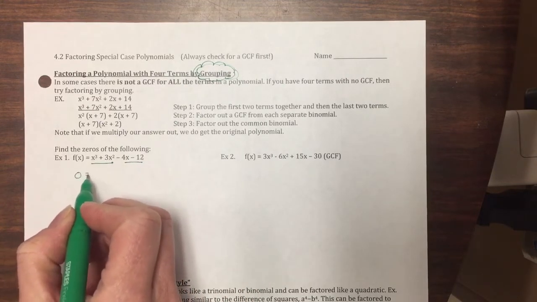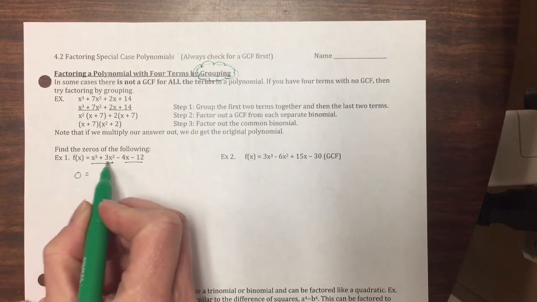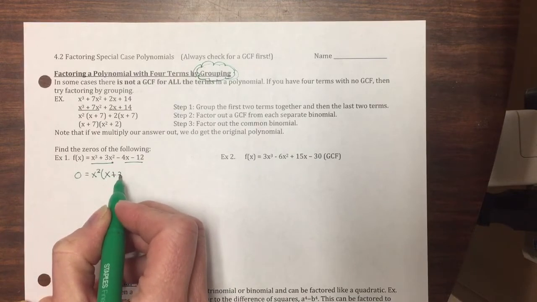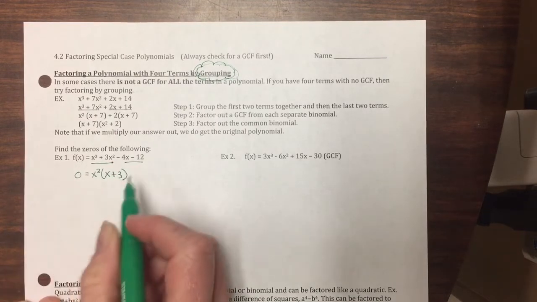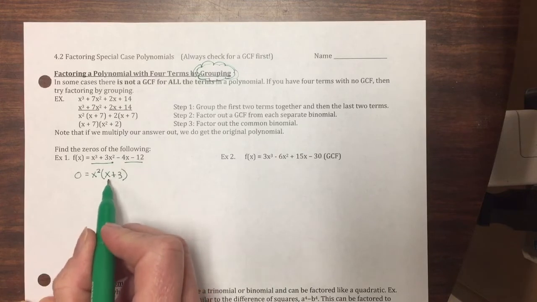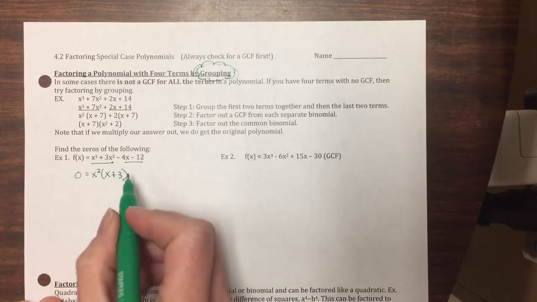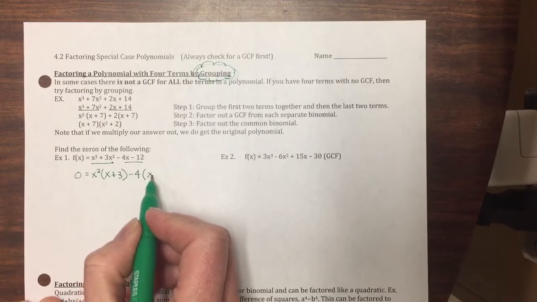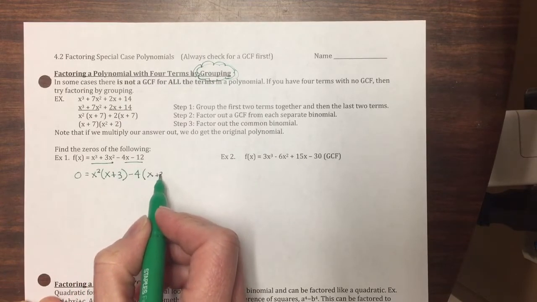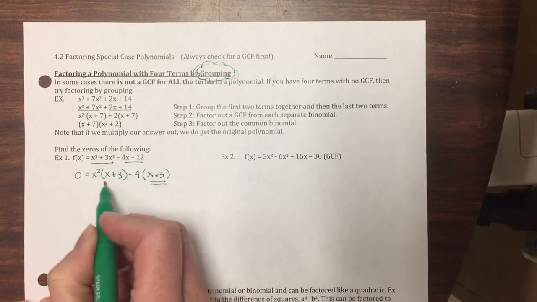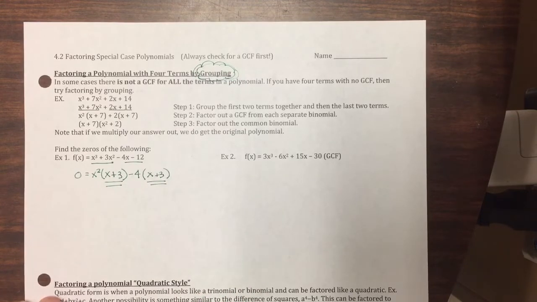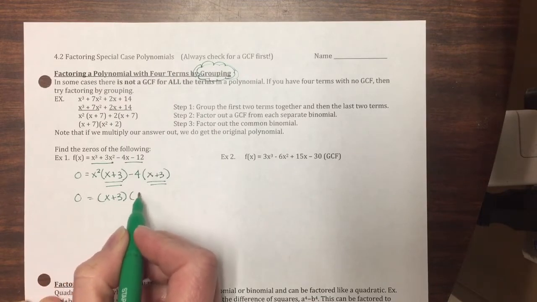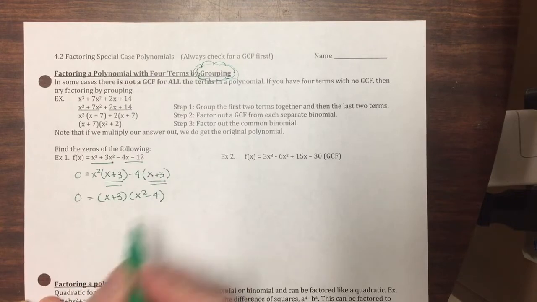And I'm going to look for a GCF out of the first two terms, and I see my x squared. And I get x plus 3 left over when I factor that out. And in my last two terms, if I hope to get an x plus 3 when I factor, I'll have to be factoring out a negative 4 so that I would get a positive x and a positive 3. I notice that I have the same binomial in both terms, so I'm going to pull that out, get x plus 3 times x squared minus 4.